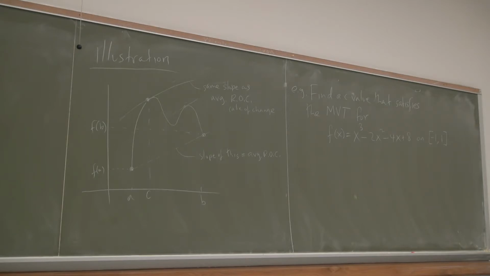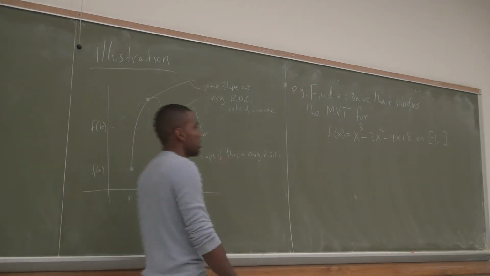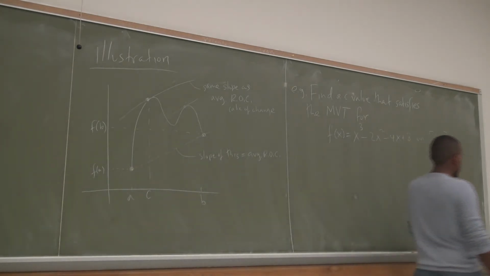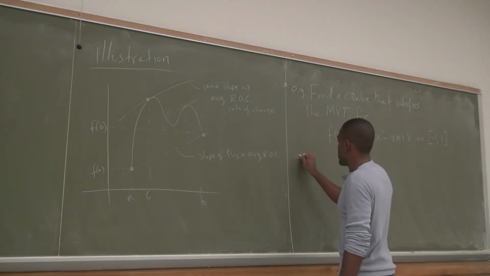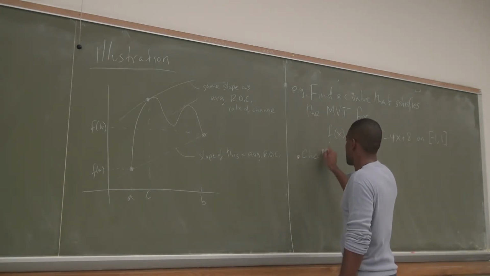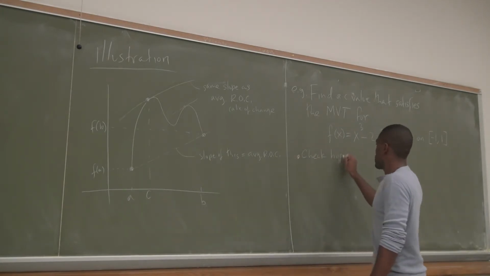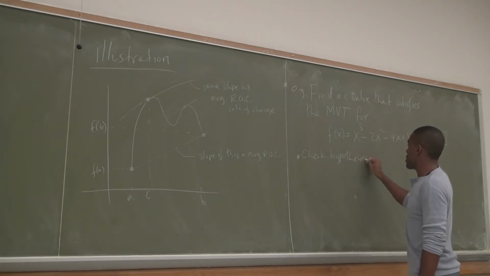Is it minus 3? Minus 3 is not an interval, minus 1 is. Okay, so how do we do this? Find the derivative. First, check the hypotheses, right? Make sure you can actually apply the mean value theorem.